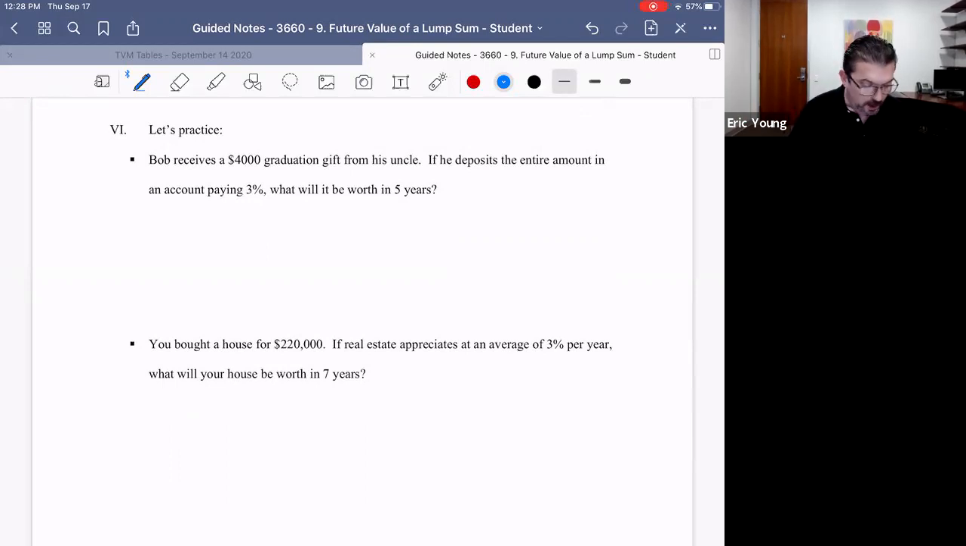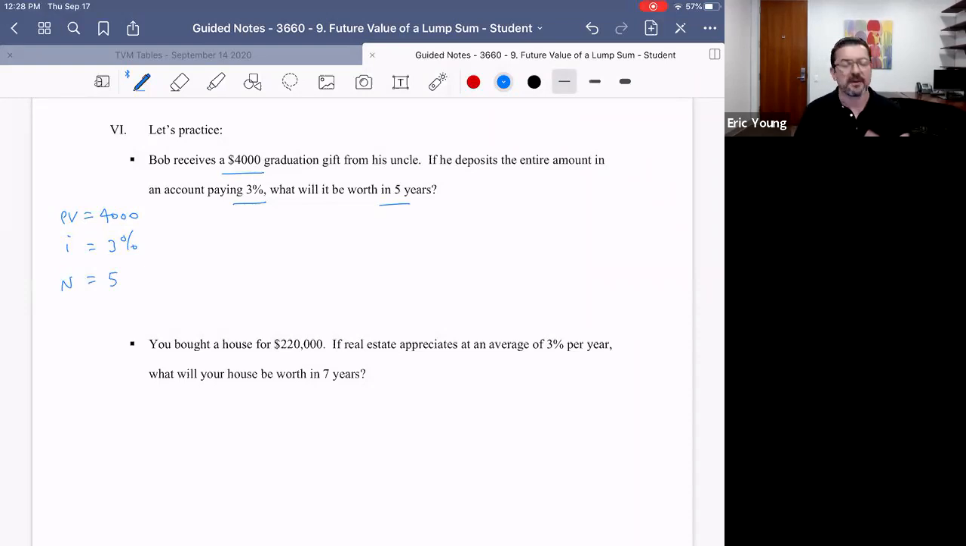Question number 1. Bob receives a $4,000 graduation gift from his uncle. He deposits the entire amount in an account paying 3%. What's it going to be worth in 5 years? We can approach this multiple ways. Let's first lay out our variables. We know that our present value is $4,000. We know that our interest rate is 3%. We know that our N, our number of time periods, is 5.